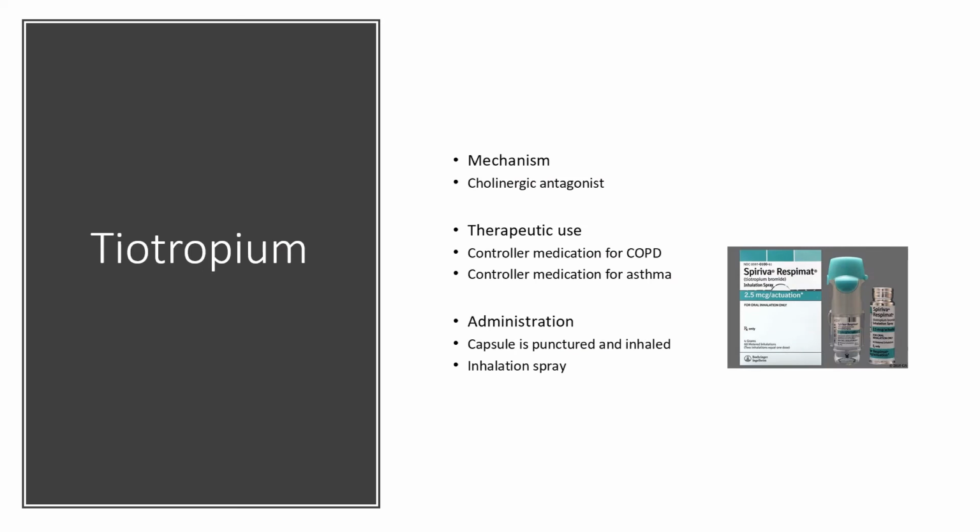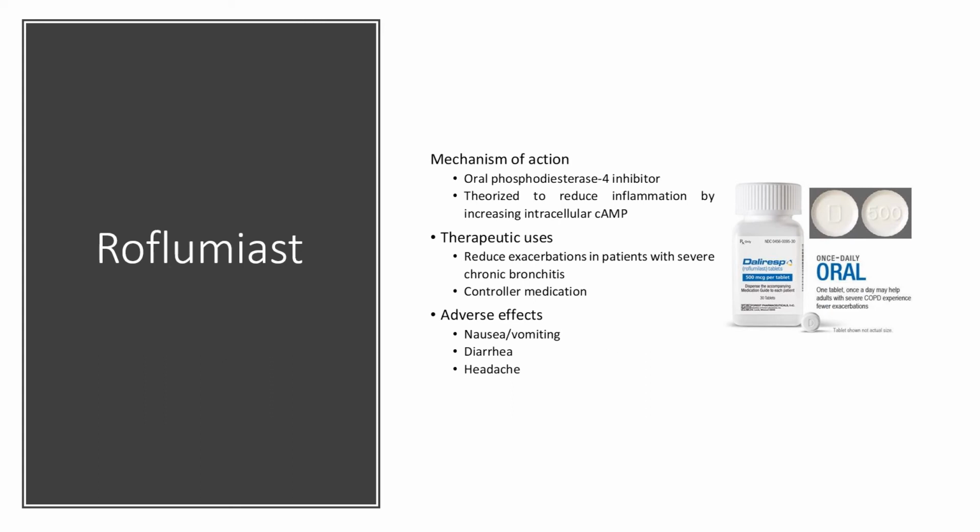Tiotropium. This is a cholinergic antagonist, and this is a controller medication for both COPD and asthma. It's a capsule that's punctured and then inhaled. You inhale the spray from it, and one of the names for this is Spiriva. And you may think, oh gosh, you're inhaling this powdered substance, but it actually is very effective, and it can get into some areas that the inhalation sprays cannot.